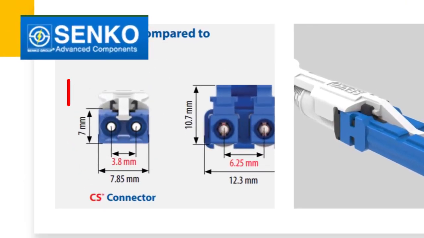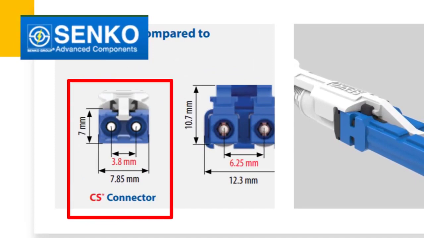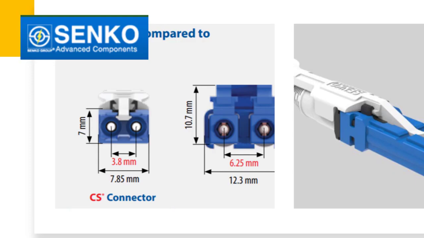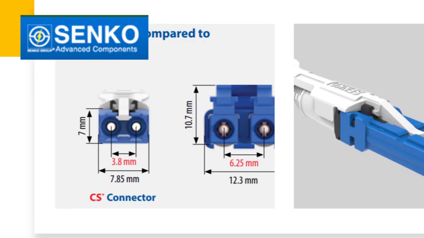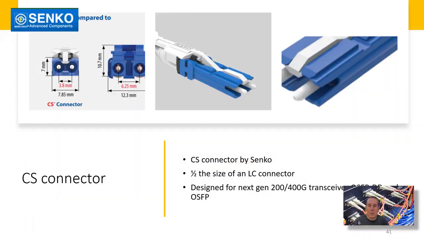CS connector. It's made by Senko and it's half the size of an LC connector. If you look at the graphic on your left, there's an LC connector to the right, and on the left is a CS connector. The CS connector is significantly smaller than the LC connector. Again, the need for high density lends itself to the CS connector. It's also designed for 200, 400 gig transceivers, so this makes it the next generation connector.